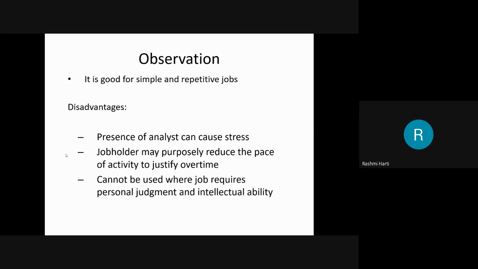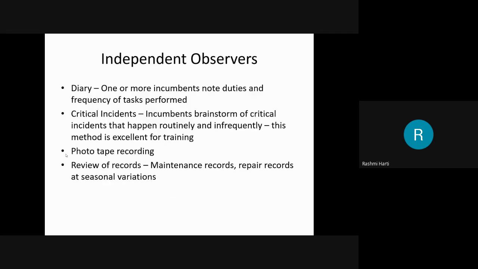The next one you have is independent observers. In this observation method, basically you have independent observers. So one is the diary method. The diary method is nothing but one or more incumbents noting duties and frequencies of tasks performed. The second one is critical incidents. So incumbents brainstorm critical incidents. Critical incidents are certain incidents which are not known, in the sense that you have not predicted that these incidents will happen, but they have happened. So these incidents are called critical incidents.